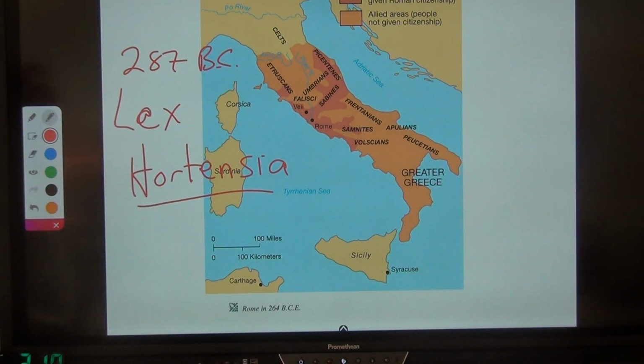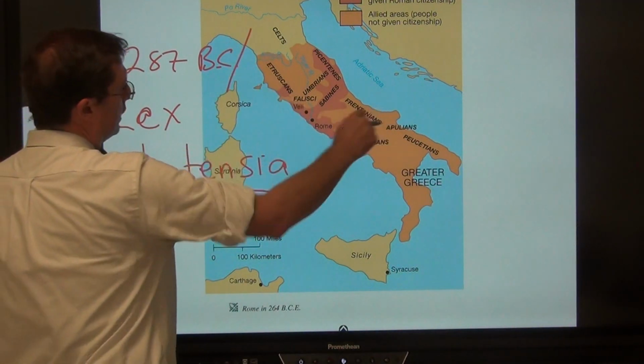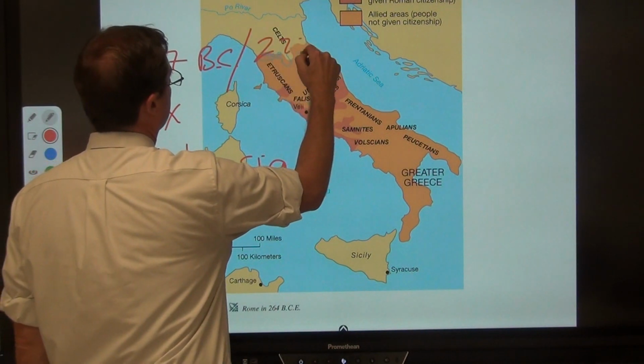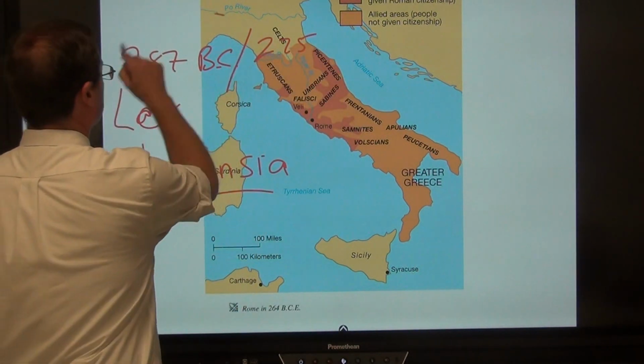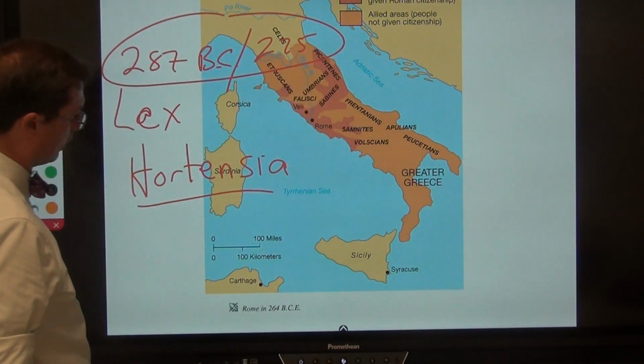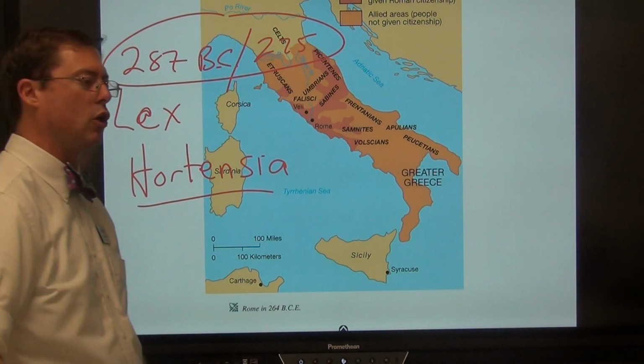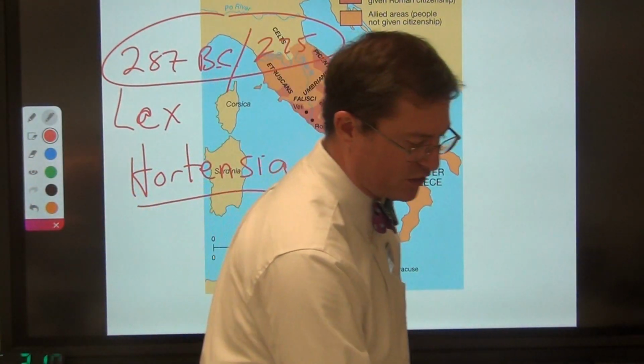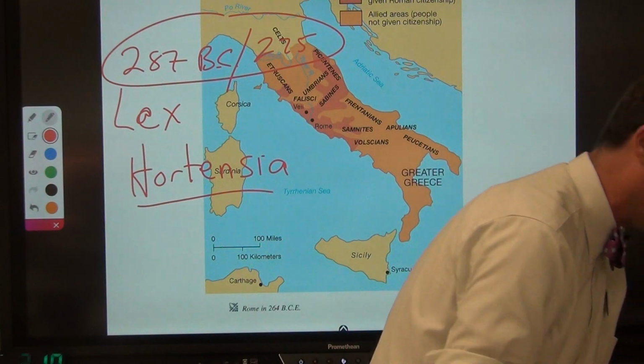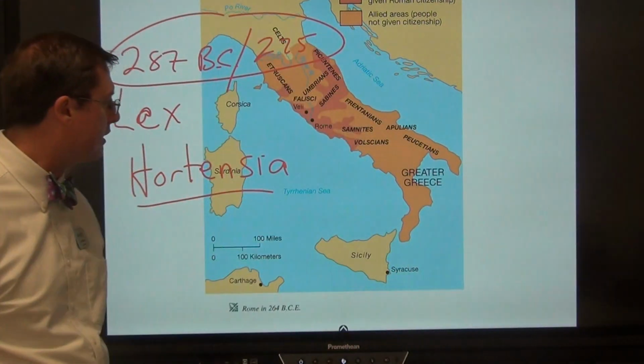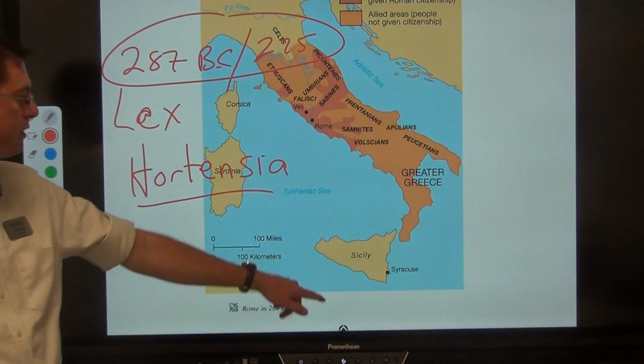And so right around the same time, this is what Italy is going to look like right around 275, and around the same time you have an end to the conflict of the orders. So our next installment is going to deal with Rome for the first time expanding beyond the Italian peninsula, and thus we concentrate on Sicily.